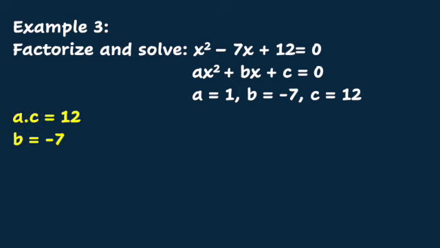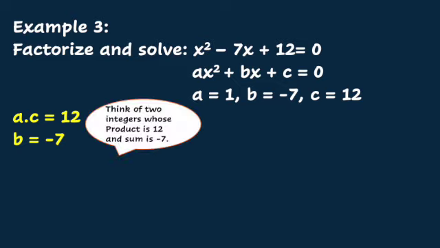Now next step is to find the product of a and c and write the value of b. So a dot c, which is a multiplied by c, gives you 12 and b is minus 7. Now this step is important because after this we need to find out two integers. We need to think of two integers whose product is 12 and sum is minus 7.